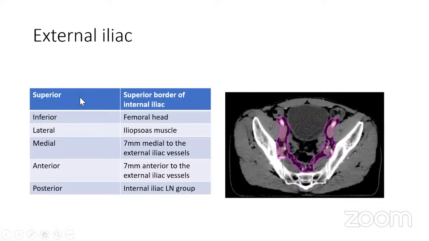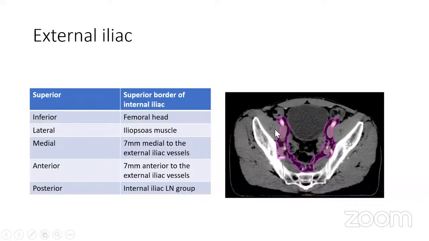The superior border of this external iliac forms the superior border of internal iliac, that is where you start, that is 2 centimeter above the inferior aspect of sacroiliac joint, and that forms the superior boundary, or you go 2 to 3 centimeter above the upper border of your GTV volume. Either it's a node or a primary. If it is inferior, you go up to the femoral head. That is where you see the femoral head start appearing. You stop the contouring of external iliacs there.